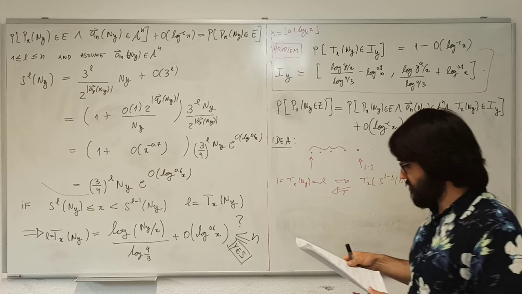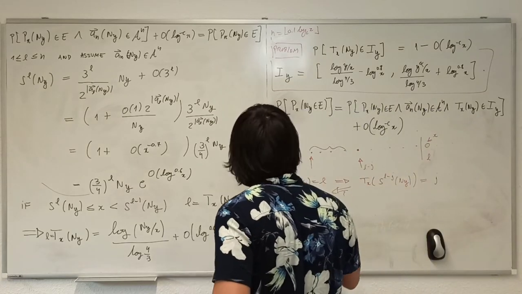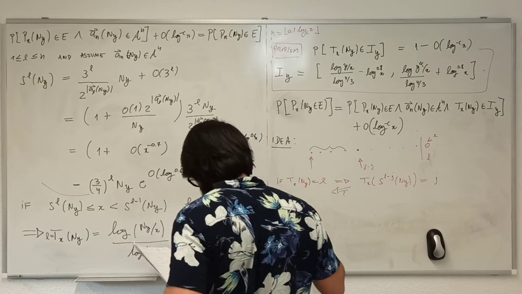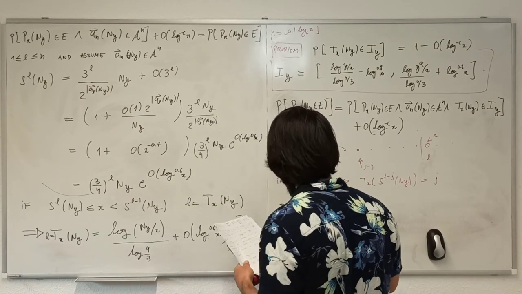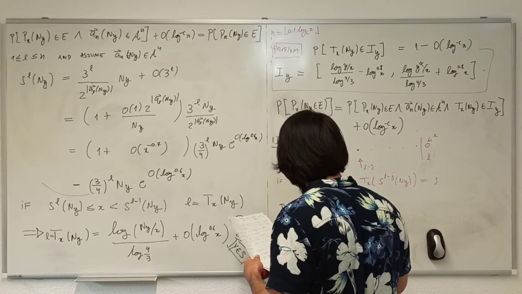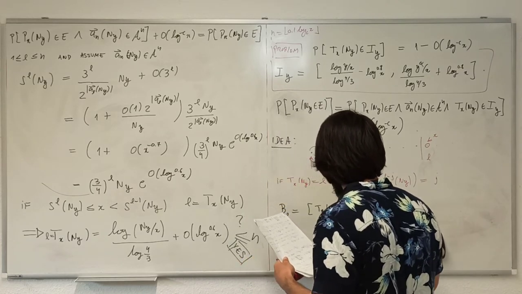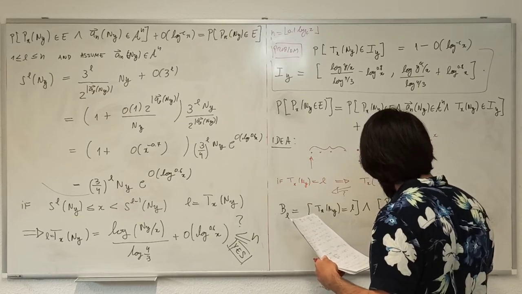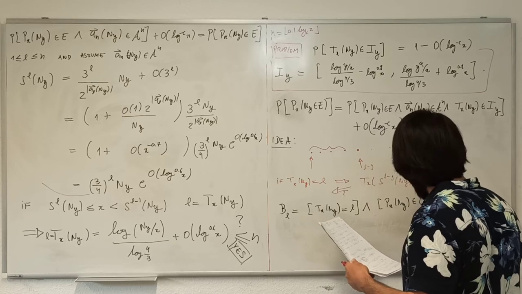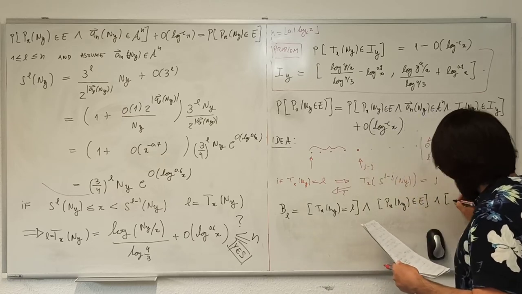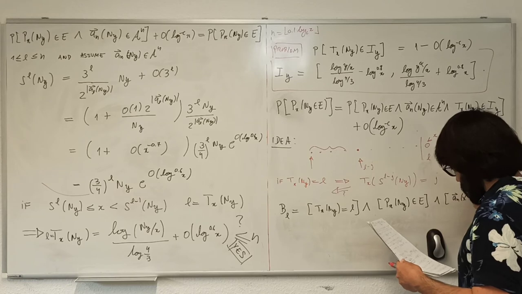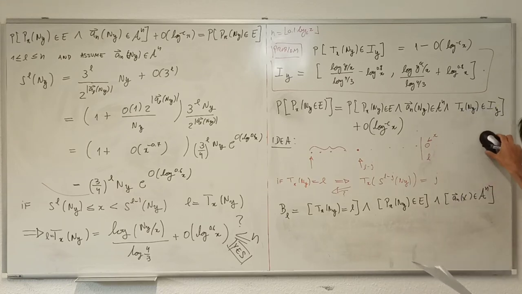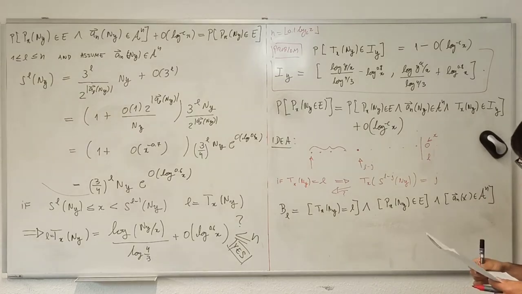So that would allow me to give this event two descriptions. So let me define BL as the event: Tx Ny equals L, and Px Ny belongs to E, and Anx belongs to An. Okay, that's the event BL.